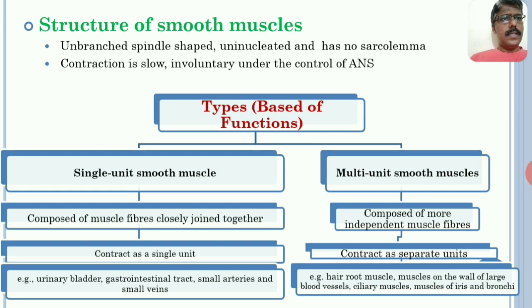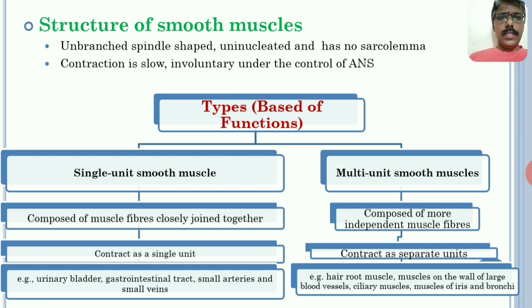Structure of smooth muscles: unbranched, spindle shaped, uninucleate and have no sarcolemma. Contraction is slow, involuntary, under the control of ANS. Types of smooth muscles based on functions. There are two main types: single unit smooth muscles and multi-unit smooth muscles.